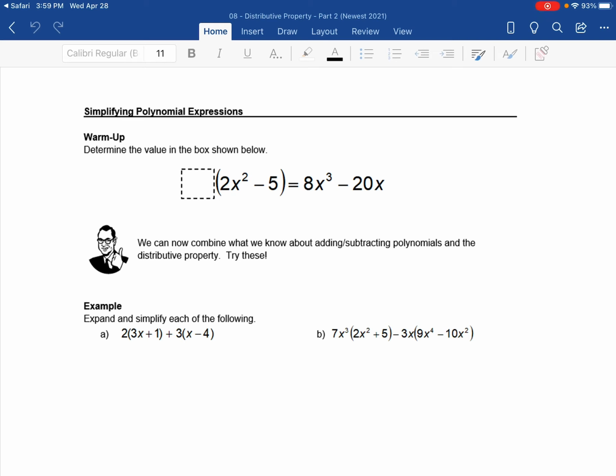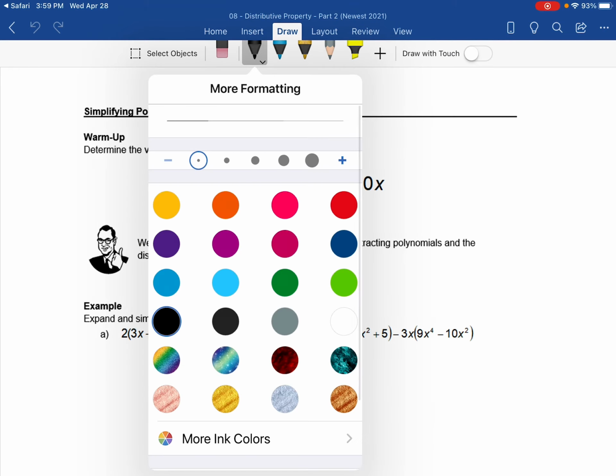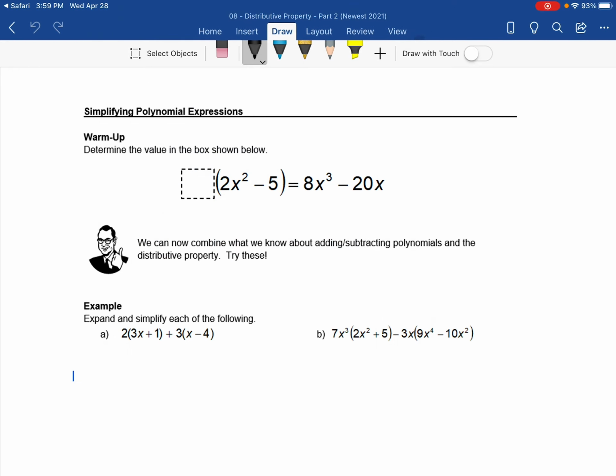Determine the value in the box shown below. It says blank. There's a blank out in front of the 2x squared minus 5 there. And that supposedly comes out to 8x cubed minus 20x. And we just don't know what's in the blank there. But to give you an idea of where the blank comes from, there's something out here that someone's done the distributive property on. So they've multiplied it by 2x squared and multiplied it by negative 5 and ended up with 8x cubed minus 20x. Our job, figure out what goes in there.